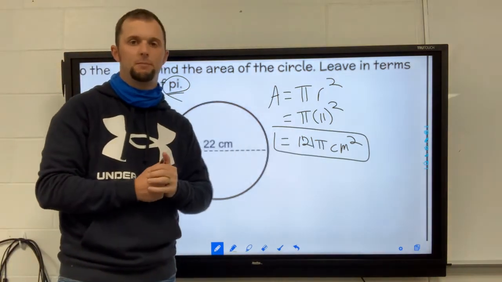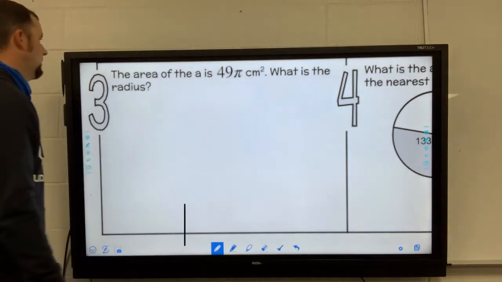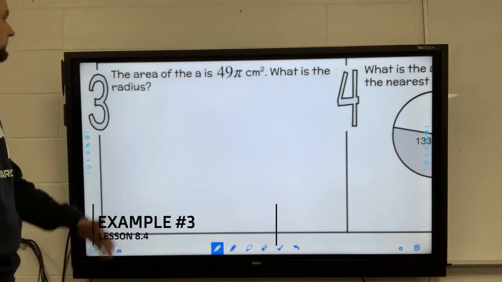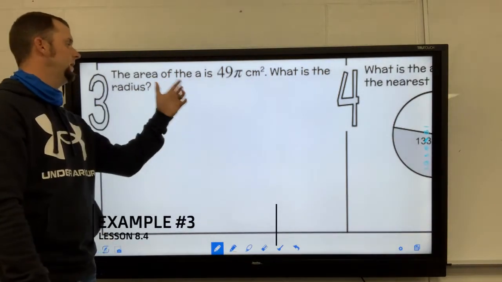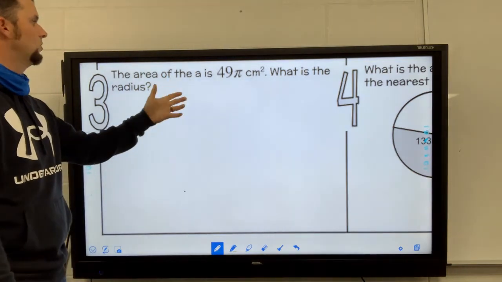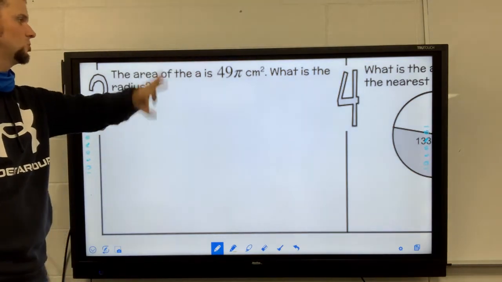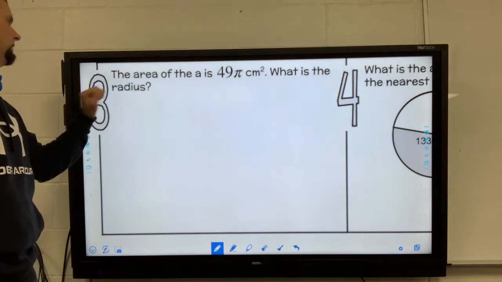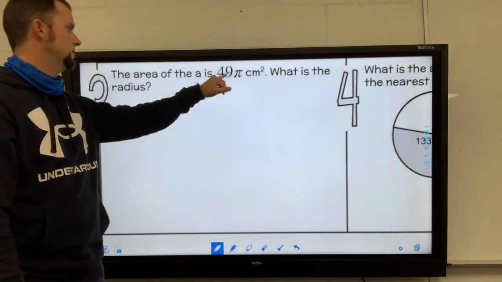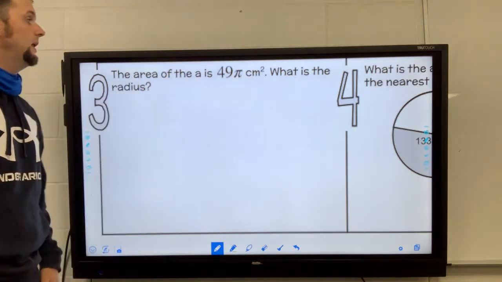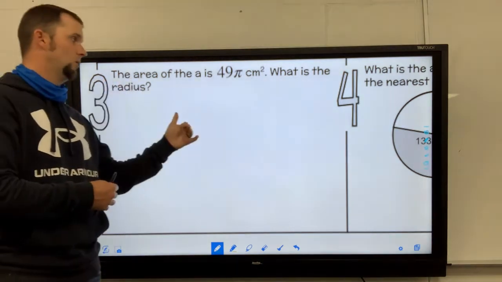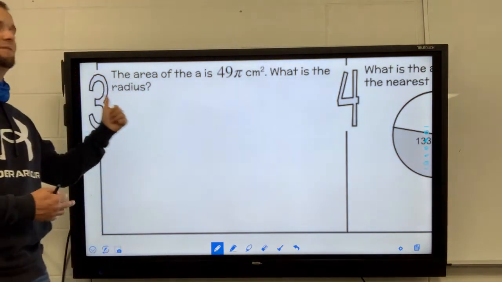Let's jump over to example number 3. All right, so on example number 3, it's telling me the area of the circle is 49 centimeters squared. What is the radius? So I think the area of the circle is 49. I think it meant to say that. Anyway, they're giving me the area of a circle, and so what I need to find is the radius.